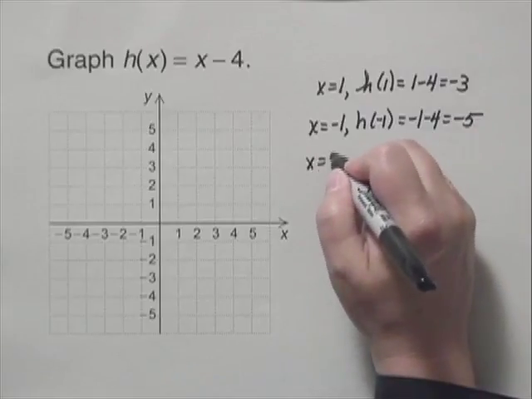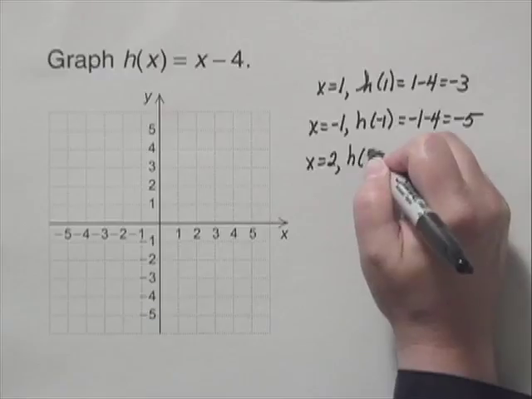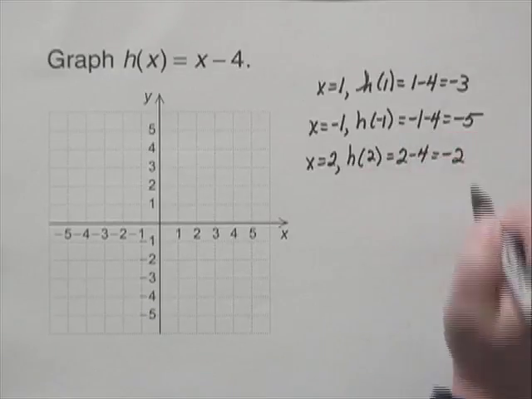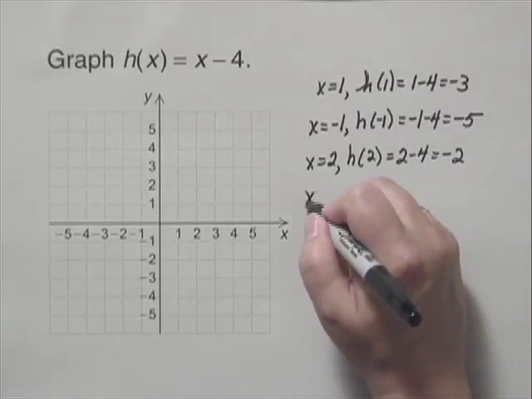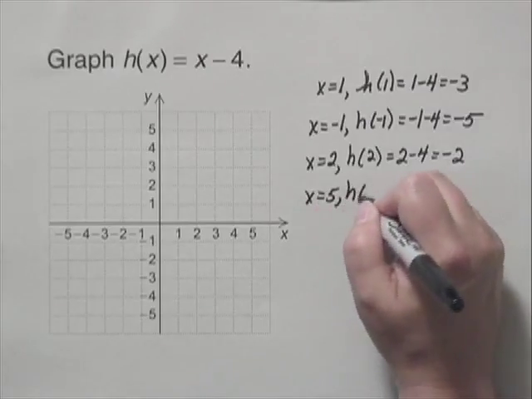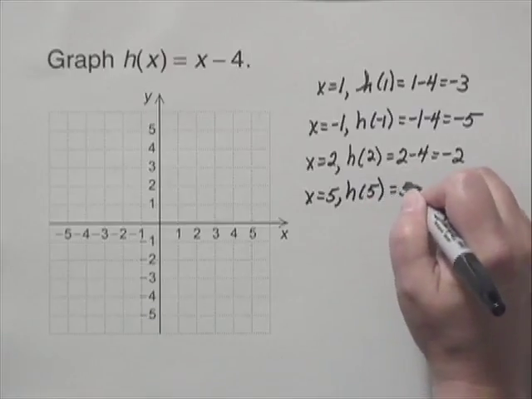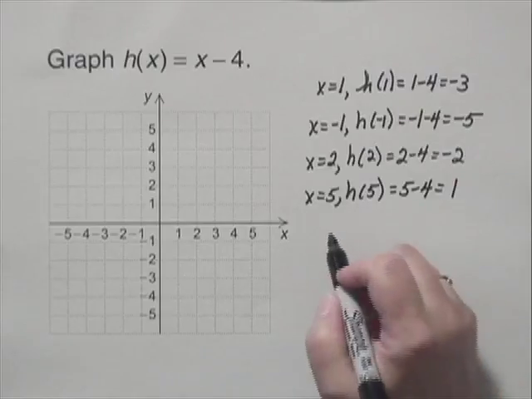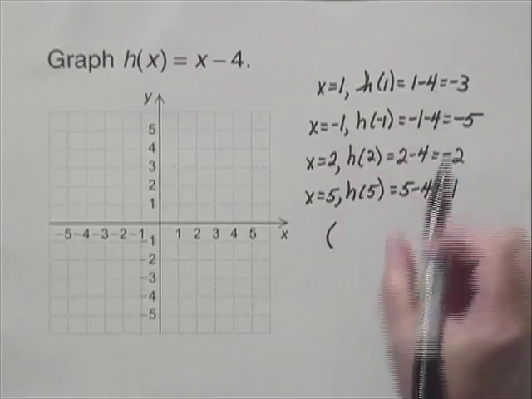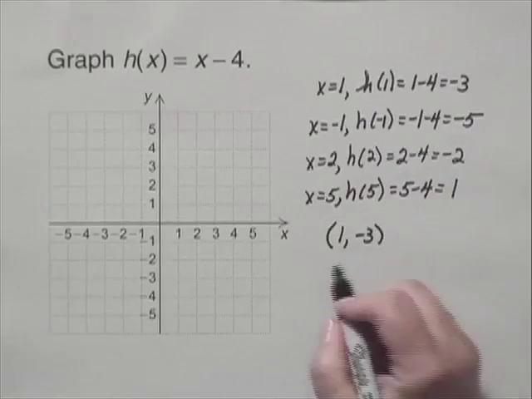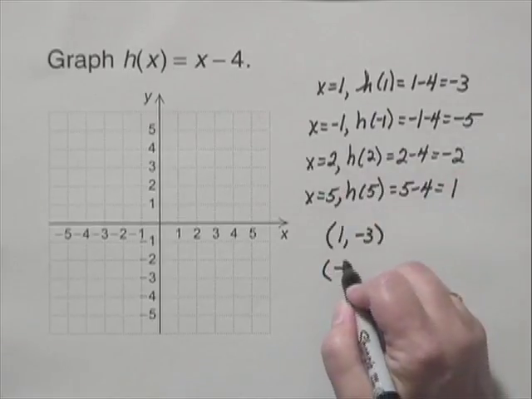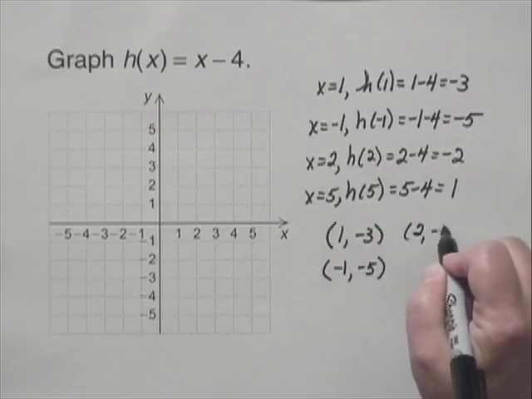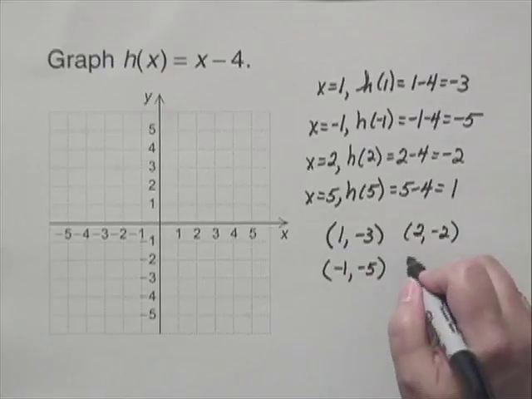When x equals 2, h of 2 is 2 minus 4, or negative 2. And when x equals 5, h of 5 is 5 minus 4, or 1. So this gives us the points (1, negative 3), (negative 1, negative 5), (2, negative 2), and (5, 1).